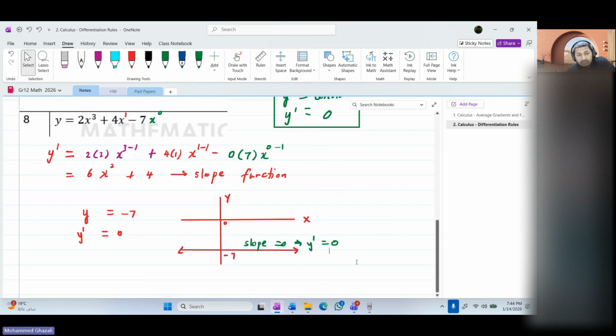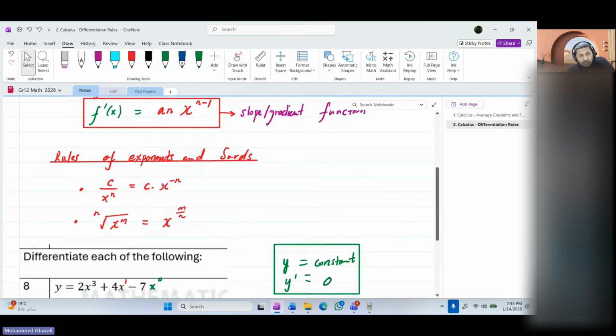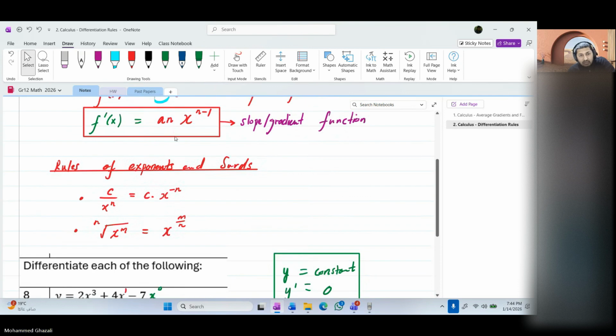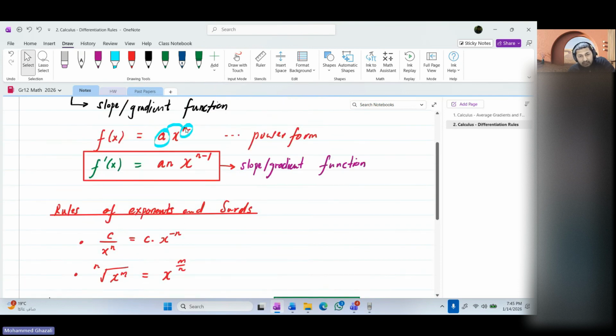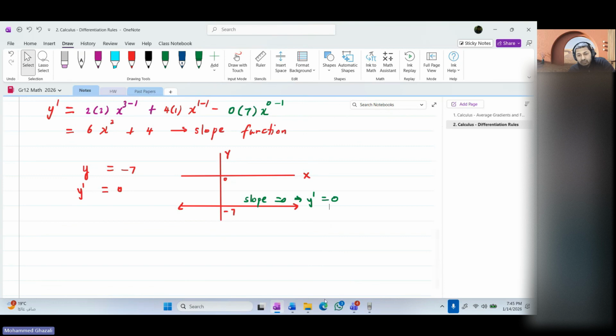Easy rule to remember. Okay? Take the power, multiply by the constant, take away 1 from the power. That's it. So always follow this rule. Take the constant, multiply by the power, and take away 1 from the power. That's it. And then simplify after that. Next question.